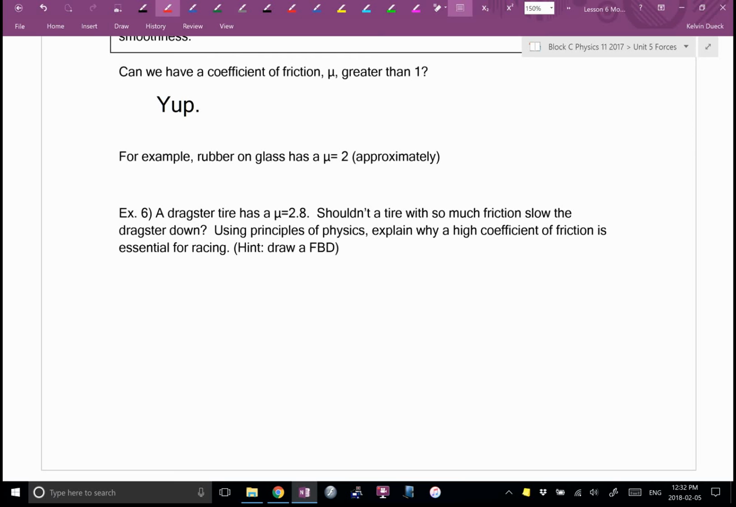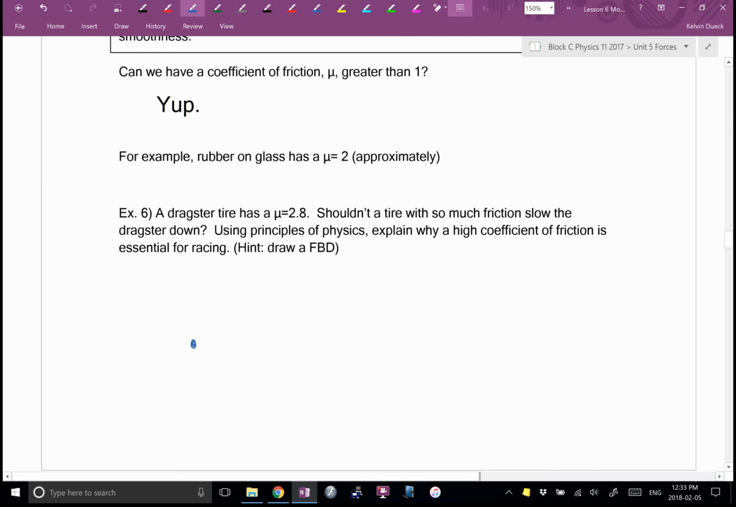Okay. A dragster tire has a mu of 2.8. Shouldn't a tire with so much friction slow the dragster down? Using principles of physics, explain why a high coefficient of friction is essential for racing. What did I say the hint was? I know I caught you zoning out. I know my audience. Hint: draw a... What does FBD stand for, folks? Okay, let's draw a free body diagram.